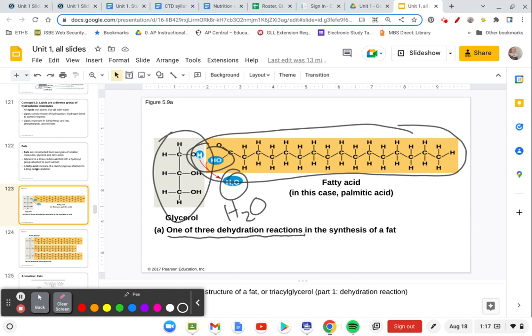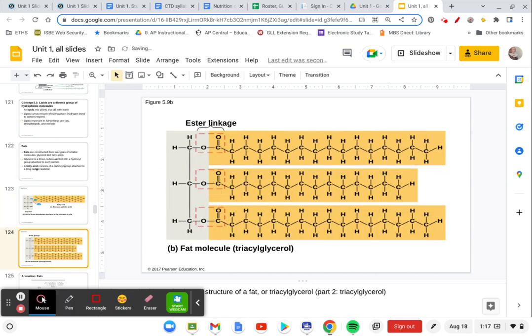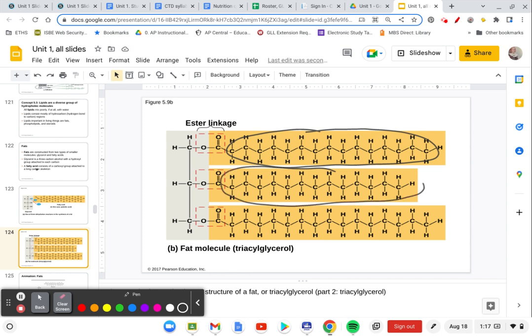So the next picture actually shows that being done 3 times, if I can get my pointer to work. So here's one fatty acid, the one we saw before. Here's a second. And here's a third. So after you look at these for a while, they start to be pretty obvious. When you see those long hydrocarbon chains, if you're taking AP biology, this is your tip-off that this must be a lipid. Okay.